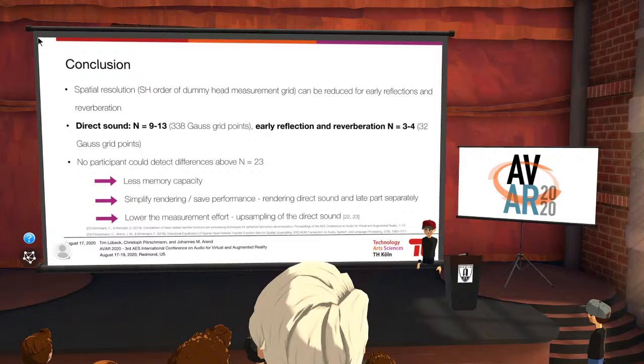The same could be applied to the rendering. If we find an algorithm to render the direct sound and the later part of the BIR separately, this could also save a lot of performance. And last but not least, we can think about lowering the measurement effort. If we find a nice algorithm for upsampling the direct sound, which is possible because it's just a plane wave, or even replace the direct sound with an HRTF measured in dry conditions, and measure only 30 points to resolve the early reflections and the reverberation, it would be completely enough and would lower the measurement effort enormously.